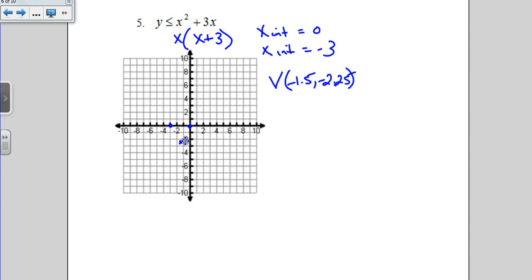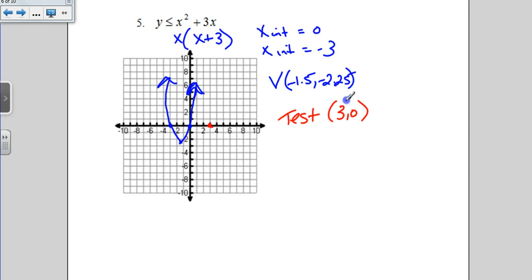Roughly there. This is a solid parabola, because it's equal to. Then I'm going to test a point that's obviously to one side or the other. So I'm going to test the point 3, 0, because I can definitely tell it's outside of the parabola.